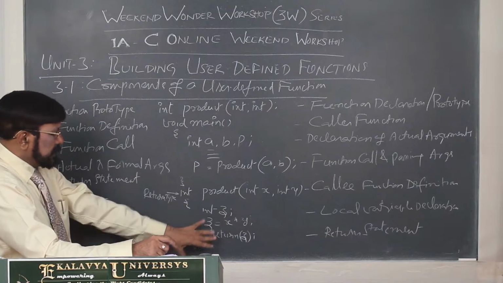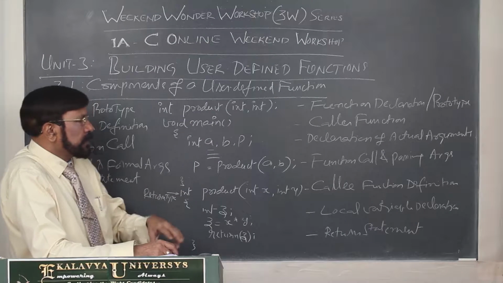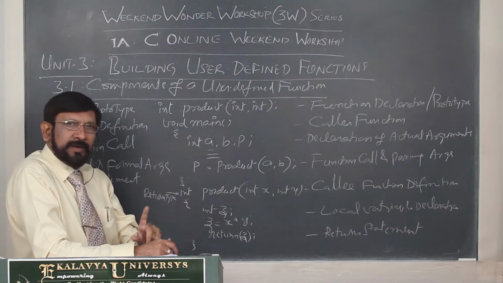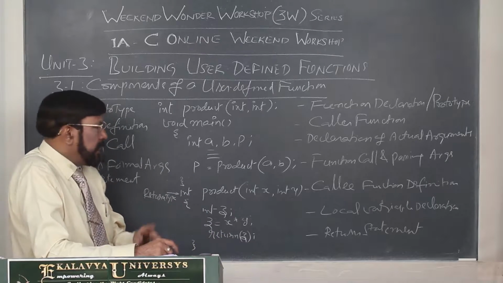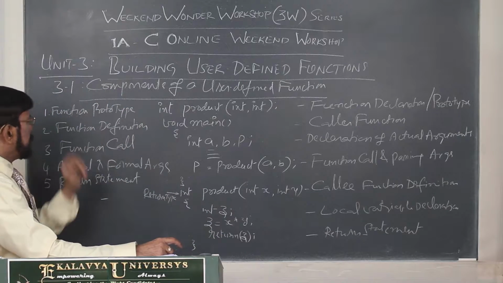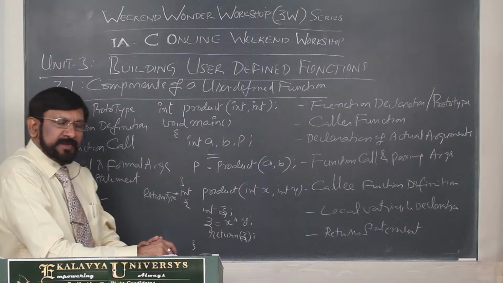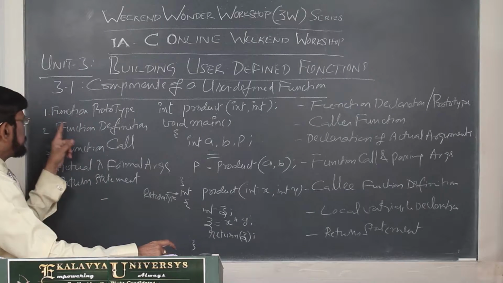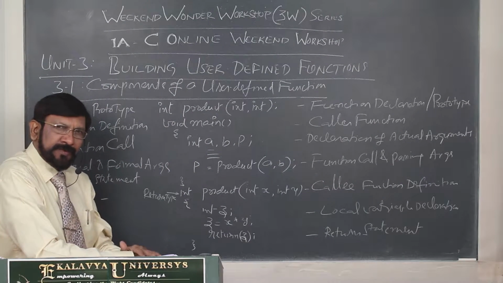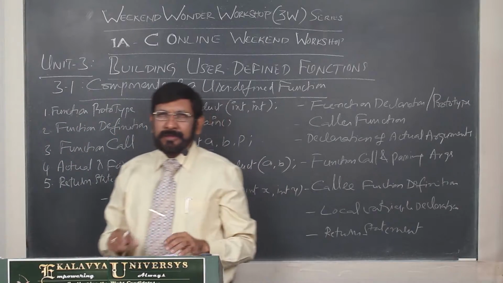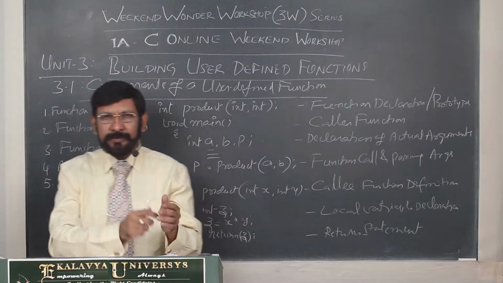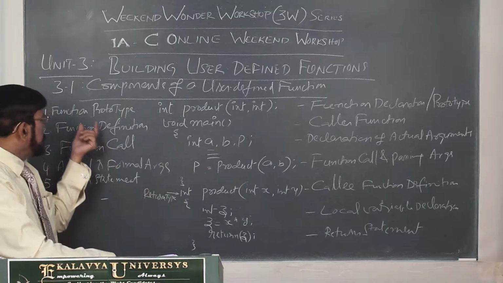Now I have written a segment of code. It is not a complete code. I want to introduce the terminology regarding that and all the components. Actually, once you consider the components, there are 5 types of components in a user defined function. When you are defining a user defined function, then it is a composition of 5 components.